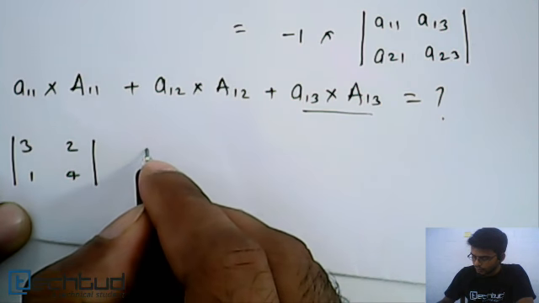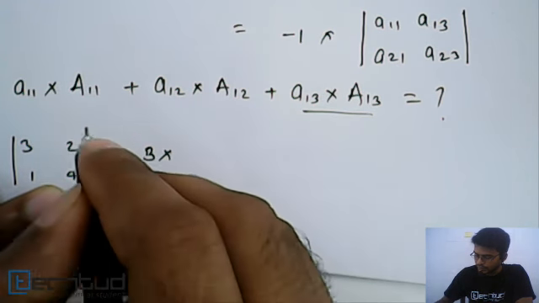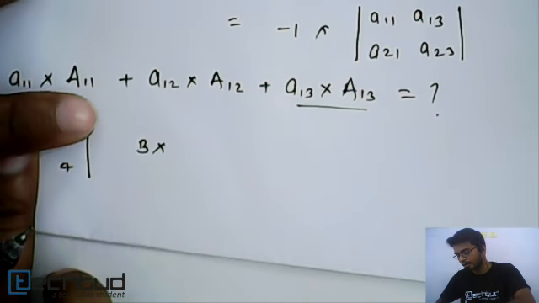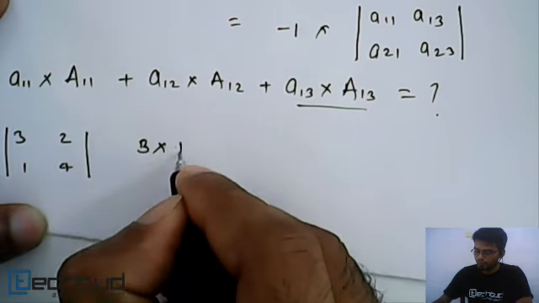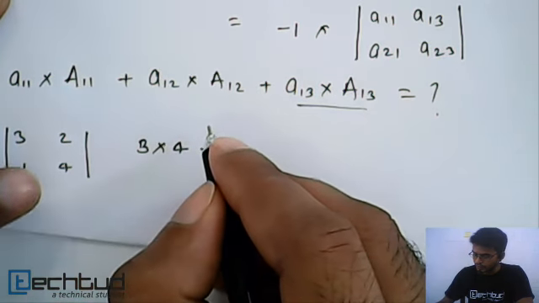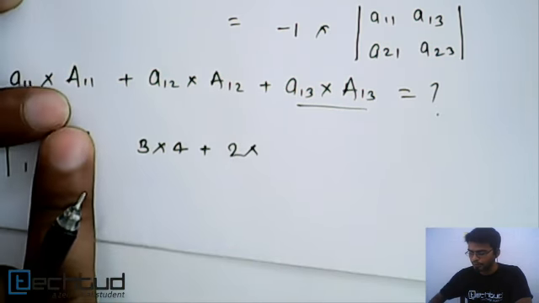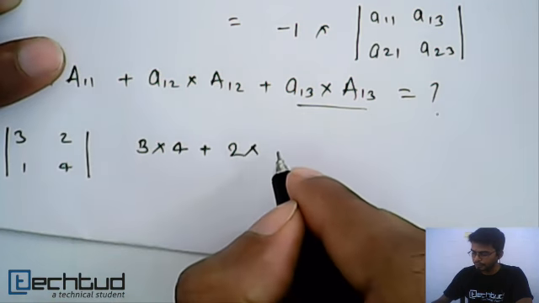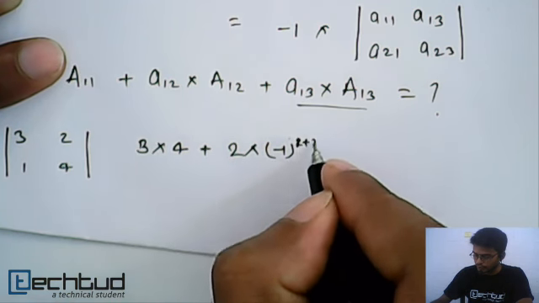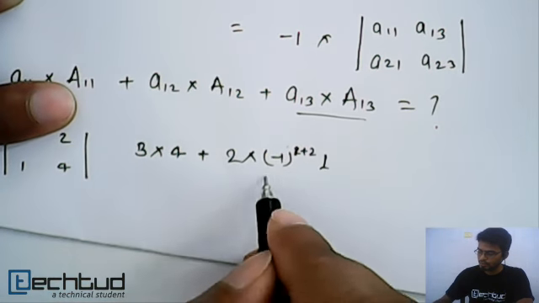Now A11 is 3 into its cofactor. The minor of 3 will be found by hiding this row and this column, so only 4 will remain. So 3 into 4, and then plus 2 into the cofactor of 2. So what will be the cofactor of 2? It is 1, but we will have to multiply by minus 1 to the power 1 plus 2, and then the minor. So this is basically the cofactor of 2.